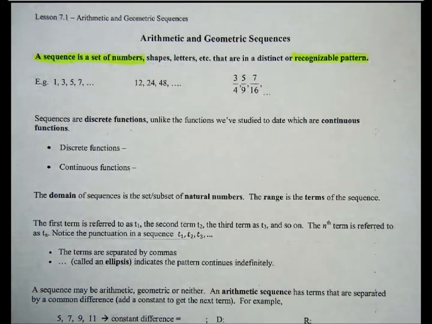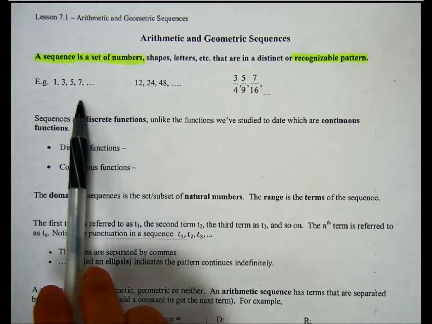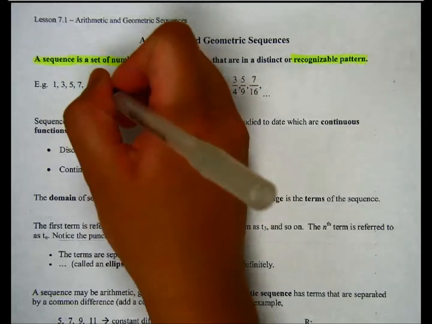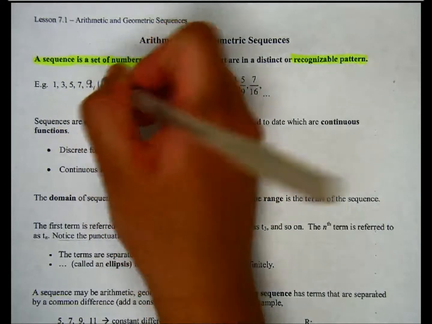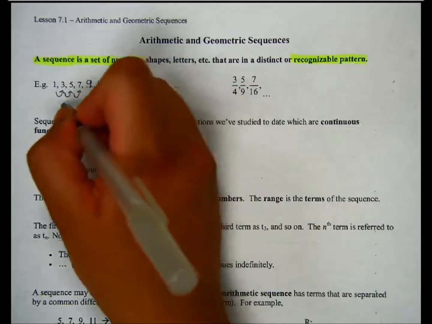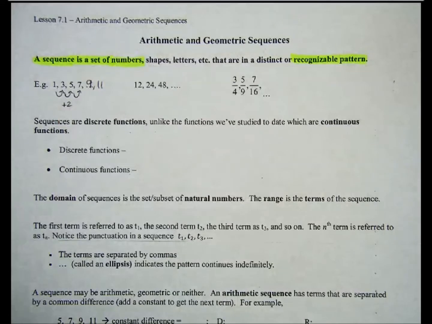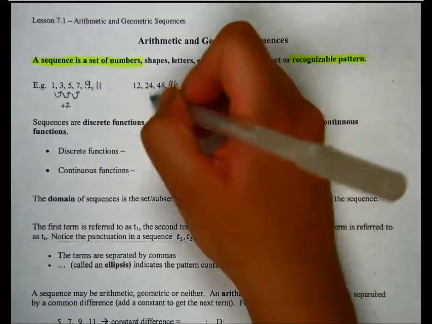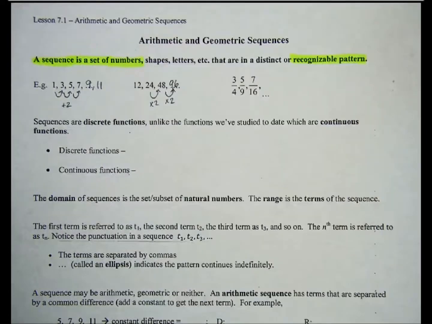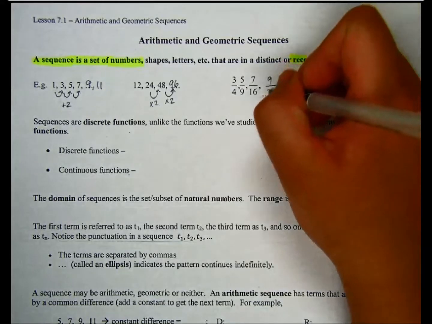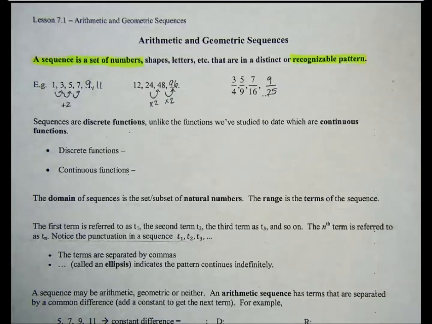So I've given you 3 examples of some sequences, 1, 3, 5, 7 being the first one. You can probably predict that the next number in the sequence is going to be 9, and then the number after that is going to be 11, so on and so forth, because you can probably tell that we just have to add 2 to get the next number. 12, 24, 48, the next number is going to be 96 because we have to multiply by 2 every time. The last one is a little bit trickier, 3 over 4, 5 over 9, 7 over 16. The next number in the pattern is going to be 9 over 25. See if you can figure that one out.